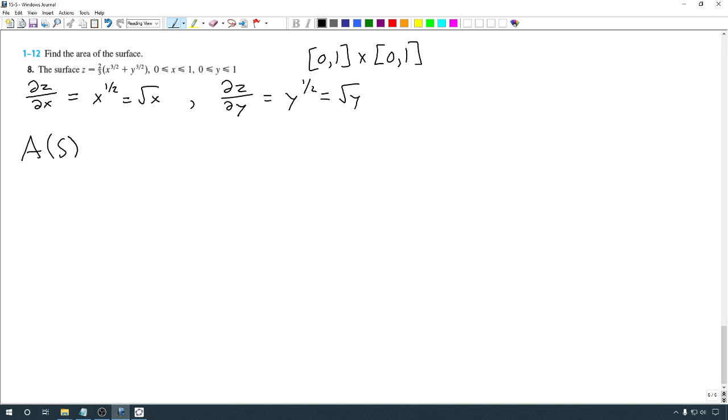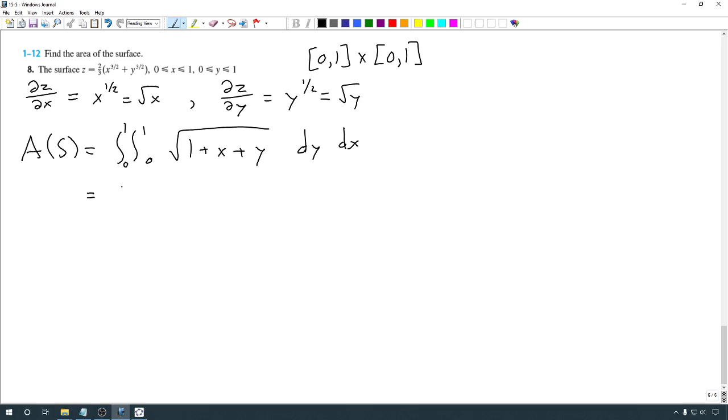That means the area of the surface is the double integral. Well, actually, I'm not even going to write it as the double integral over some domain. We already know that domain is just a rectangle, or a square specifically here. So I'm just going to go ahead and write that as the integral from 0 to 1, integral from 0 to 1, of the square root of 1 plus square root of x squared is x, square root of y squared is y. So we just had the square root of 1 plus x plus y, dy dx. Really nice formula.